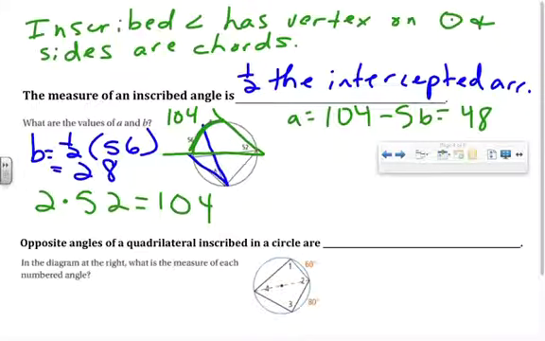Another convenient property about inscribed angles, we talked a couple of moments ago about a circle that was inscribed in a polygon. In the next diagram, we've got a quadrilateral inscribed in a circle. Property of a quadrilateral inscribed in a circle is that the opposite angles of it are supplementary.